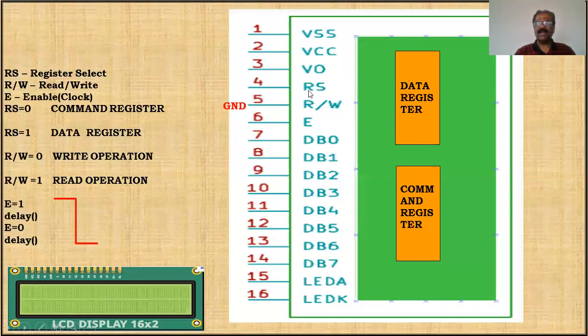The name itself indicates the meaning of this. Suppose RS equal to low, that is, register select equal to low, it selects the command register. If RS equal to 1, then it selects the data register. Step number 1 is we have to place either a command or data on these lines, that is pin number 7 to pin number 14.